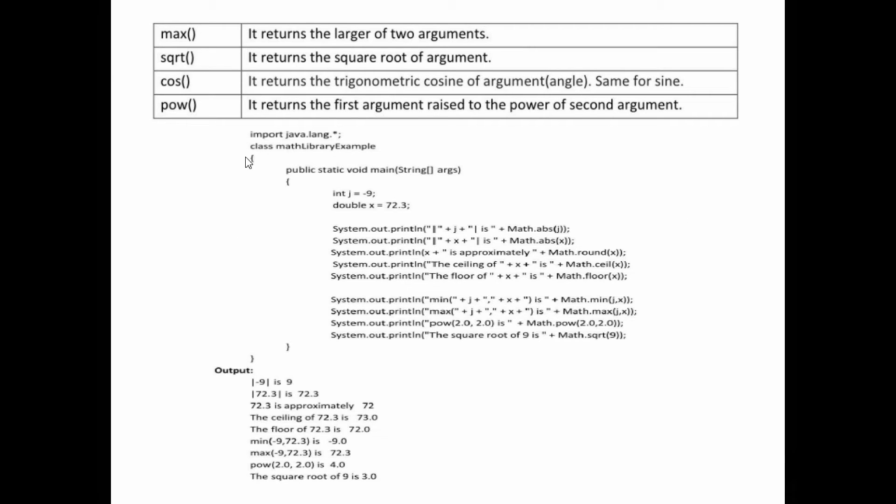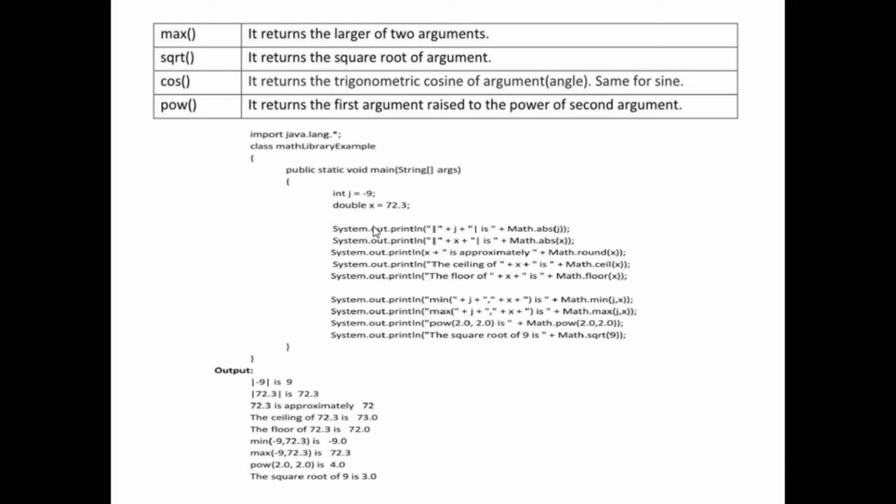Here there is one example of math functions, so we have to include import java.lang.Math.*. Otherwise we can also write import java.lang.*. By default the Math package is also considered. Class MyMathLibraryExample, that is your class name. public static void main. In that, int j is equal to -9. I take a variable j, and the value -9 is stored into j, whose data type is integer, and the second value x is equal to 72.3, and the data type of x is double.